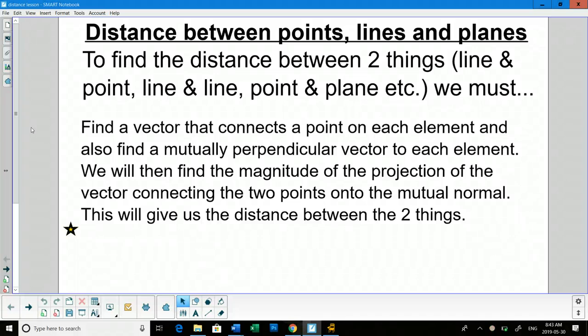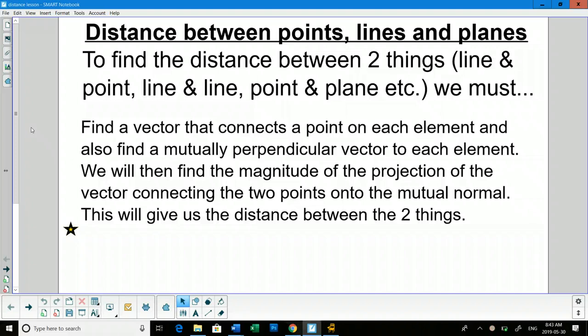Okay, so we're talking about distance between a variety of different things: lines, points, and planes. I'm just going to go over some brief examples today. If you know how to calculate magnitudes, dot product, and cross product, you can do this, okay?